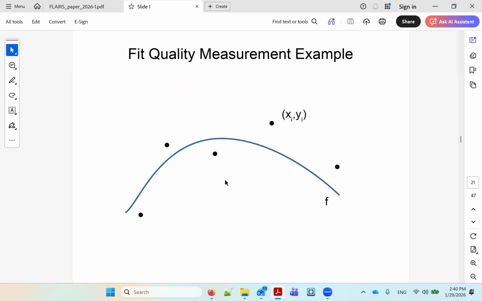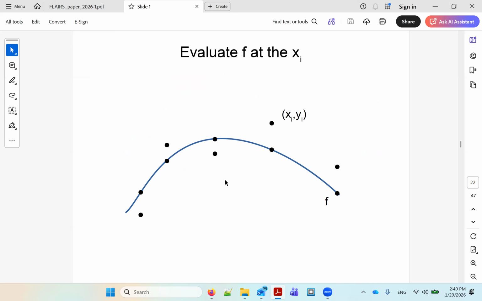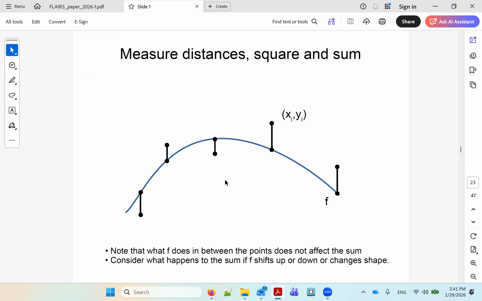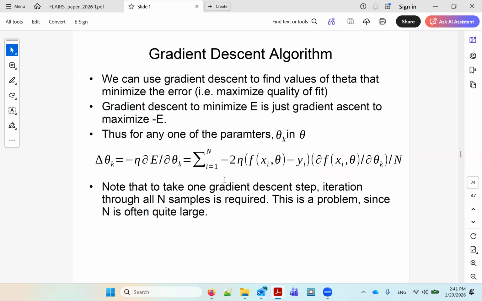Okay, again, here we have our points, here we have our fit. If we evaluate what the fit says the value should be at each one of those points, and then measure the displacement between the two, and then square it and sum it, that's all the squared error is.